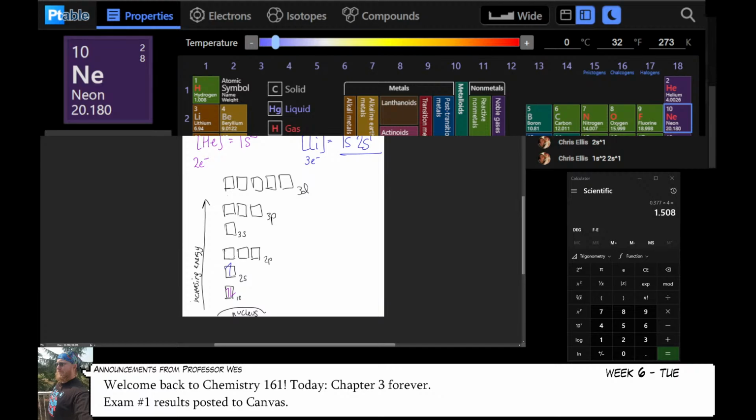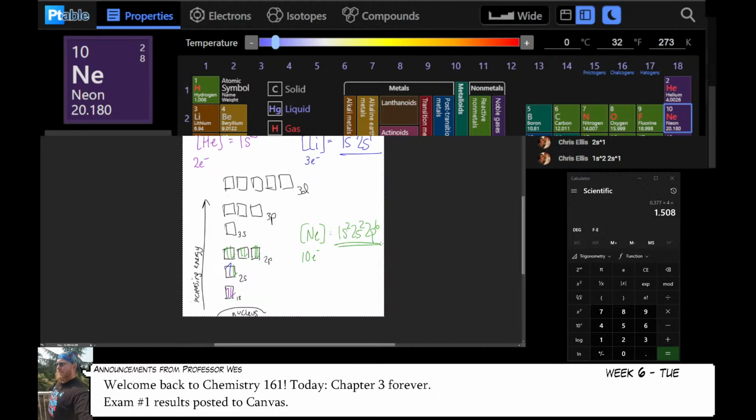So neon has 10 electrons. Let's get a new color out for neon, though. Green, sure. So neon, which has 10 electrons. Where would I put all 10 electrons? Well, I'd do something like this, right? 4, 5, 6, 7, 8, 9, 10. And so that would be 1s2, 2s2, 2p6.